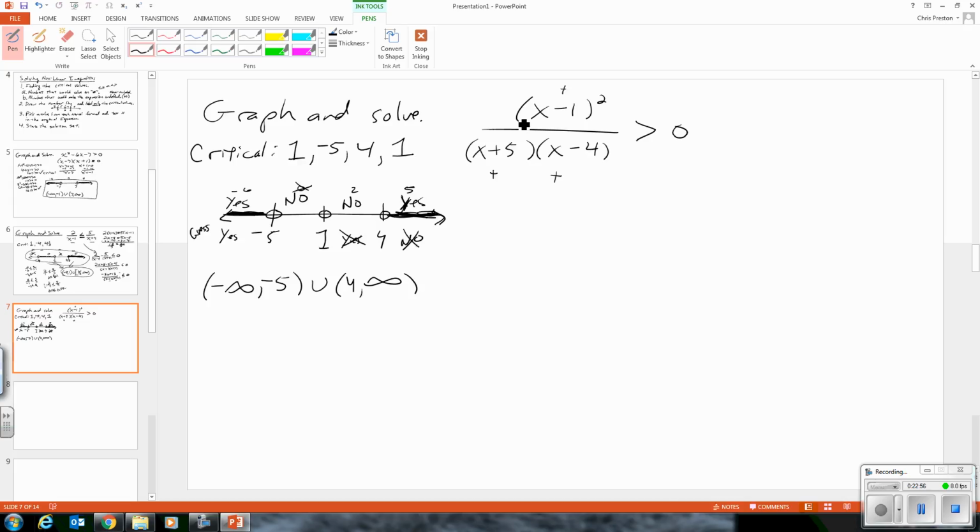Well, I already said 1. Yeah, but there's 2 of these. That's what x minus 1 squared means. It's x minus 1 times x minus 1. So there's a 1 from that one, but there's also a 1 from this one. So there's 2 1s. So the pattern isn't that it alternates areas. The pattern is it alternates on critical values.